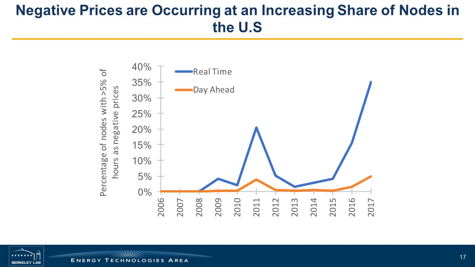When going through this data, one of the things that we first noticed is that negative prices are really on the rise. In 2017, 34% of all of these pricing nodes across the country experienced negative real-time prices in more than 5% of the hours. Negative prices are increasing also in the day-ahead markets, though they remain much less common than what we see in the real-time market.